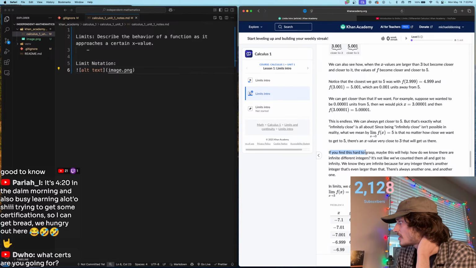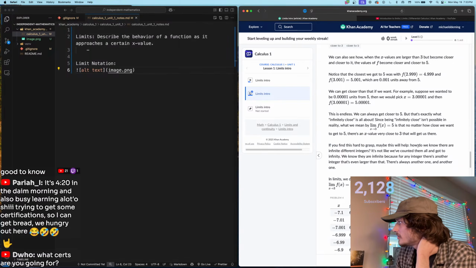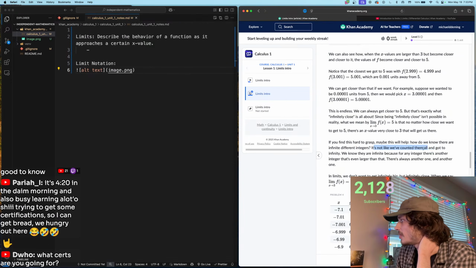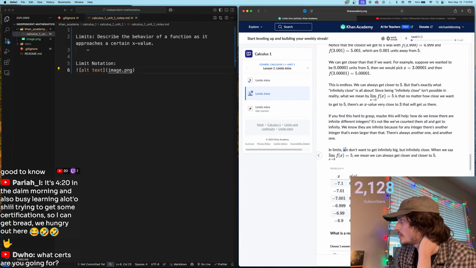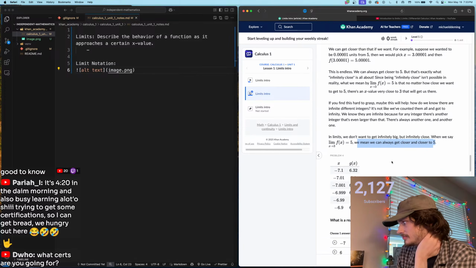If you find this hard to grasp, maybe this will help. How do we know that there are infinitely many integers? It's not like we've counted them all and got to infinity. We know that they're infinite because for any integer, there's another integer that's even larger than that. There's always another one and another one. In limits, we don't want to get infinitely big, but infinitely close. When we say that the limit of f of x equals 5 as x approaches 3, we mean that we can always get closer and closer to 5.